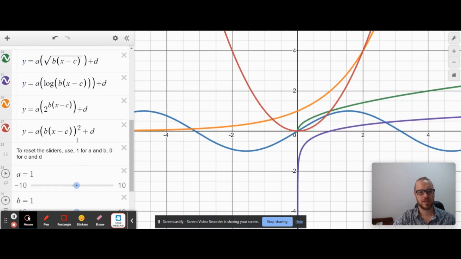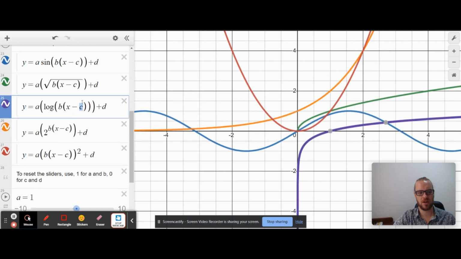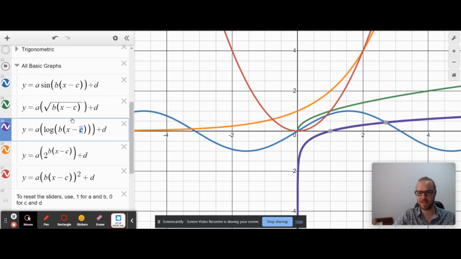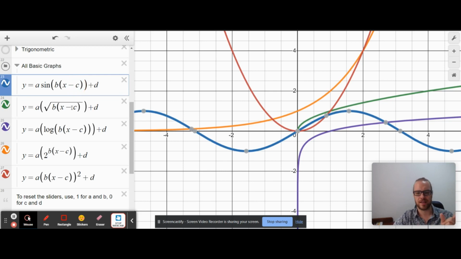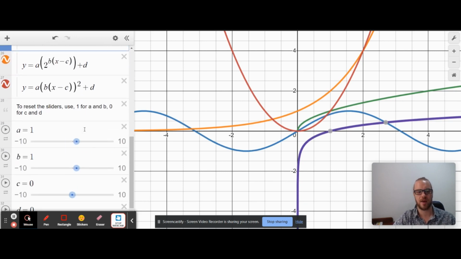All right, let's look at C. So if we look at C here, C is always attached to X. That means it's going to move things horizontally for us. If you're talking about trig, you might hear it called a phase shift, but it's always moving it horizontally. Now, what you'll notice here is that this is minus C. What that means is that once again, X is weird. It's going to do the opposite of what we might expect.